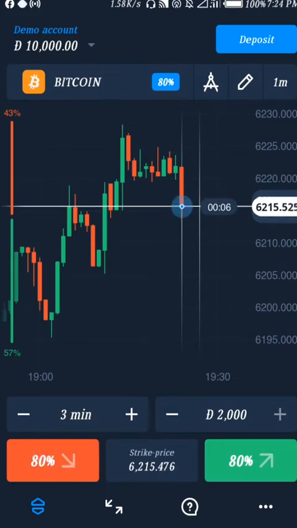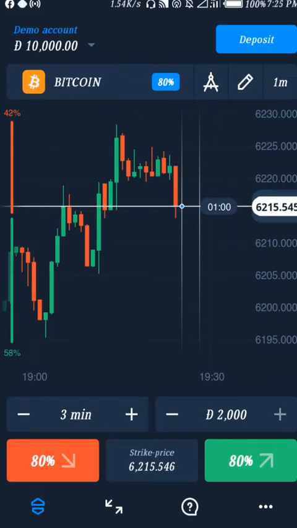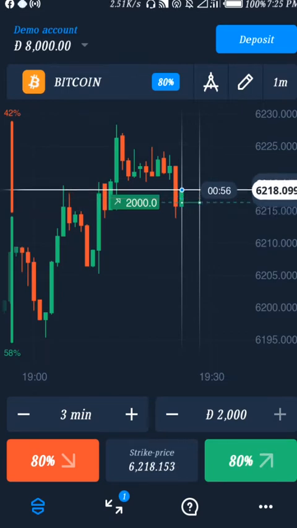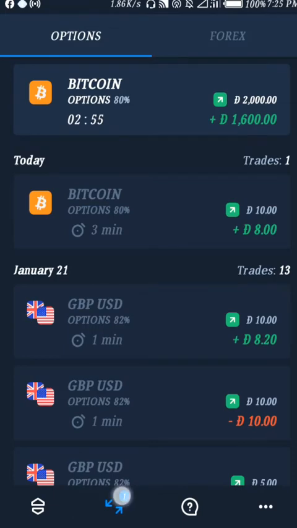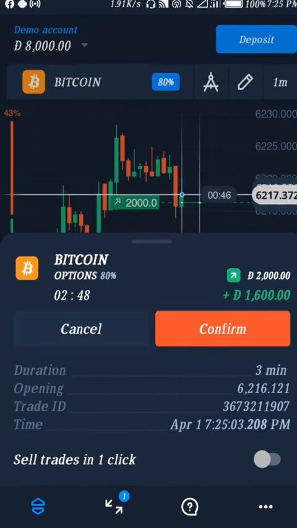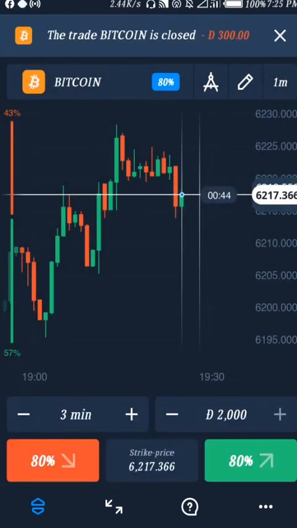I'm going to choose either of them and just cancel it. I'll sell it. So what I'm going to do right now, I'm going to choose up, the green button. Okay, then I'll come to this place. That's the trade history, and I'll come here, tap on it, and click on sell now. So I'm going to sell, confirm, sold.